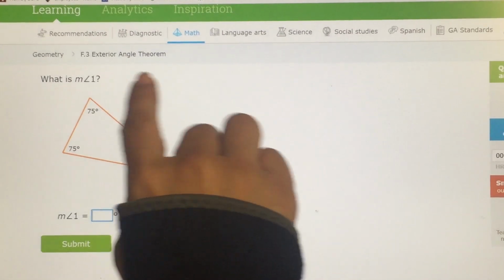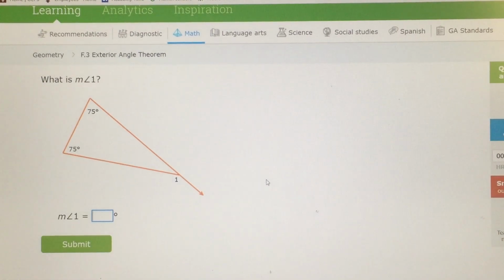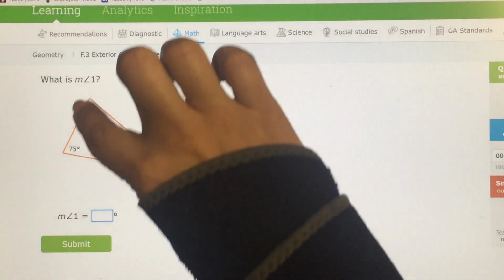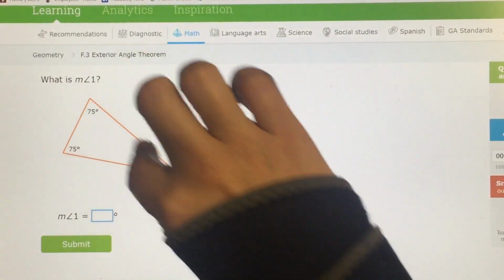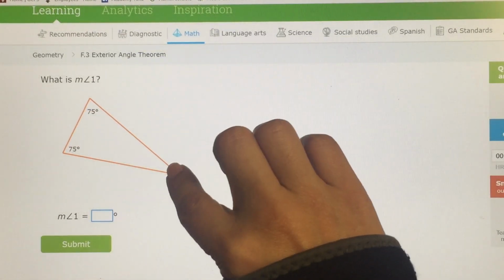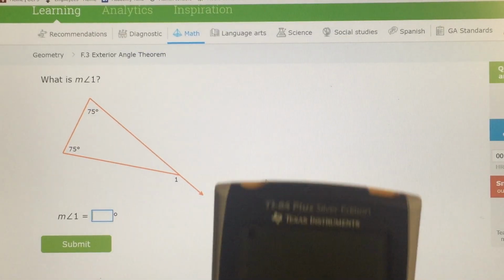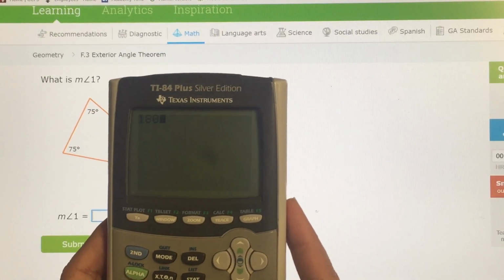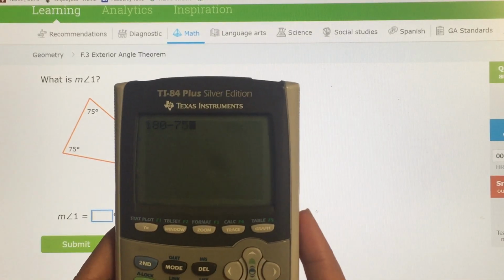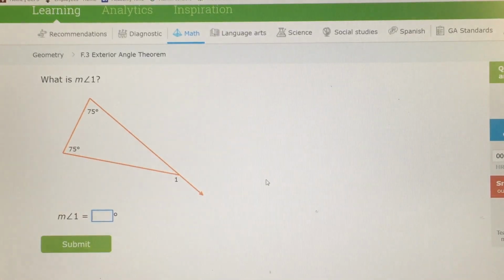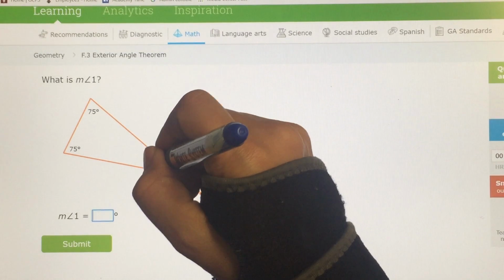All right, we'll take a look at exterior angle theorem, and all that means is this. Well, let me first prove it to you. All angles in any triangle, they add up to what? 180. So to find this missing one, I would do 180 minus the 2 that I have, so minus 75 minus 75. So the missing one would be 30, right? So this would be 30.